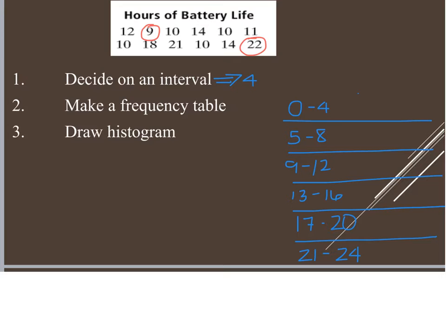So now I'm going to go and find my frequencies. So this right here is my interval. Now this is the frequency that occurs in it. So I have no data in the 0 to 4. In the 5 to 8, I also have no data. But now in the 9 to 12, I have the number 9. So I have 1. I have 10 falls in that range. Another 10, an 11, a 10, and another 10.